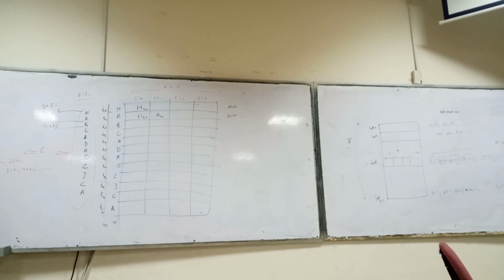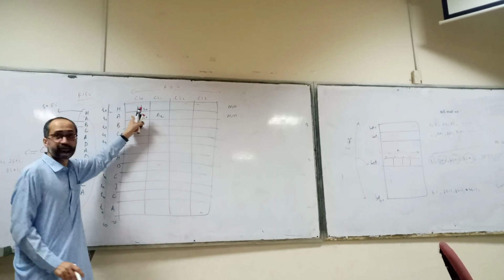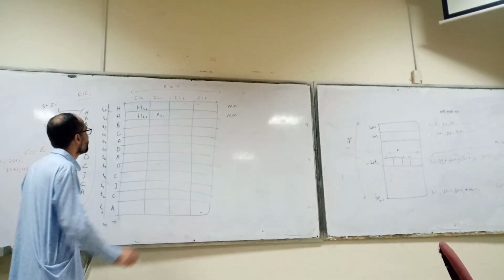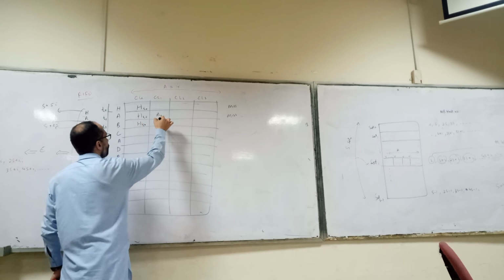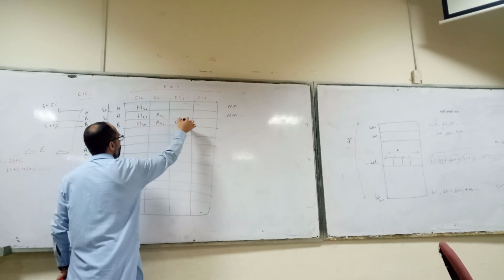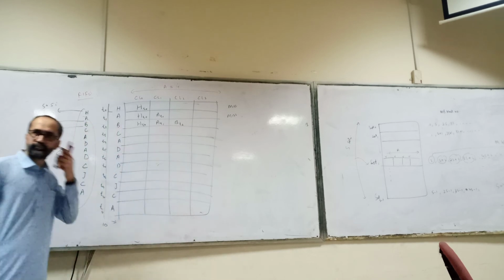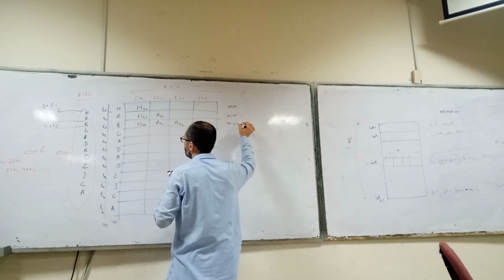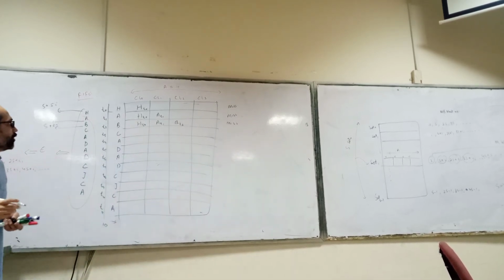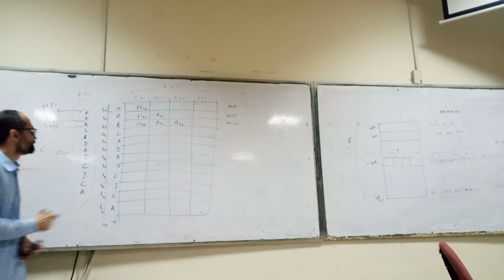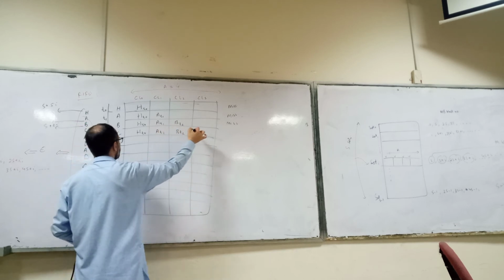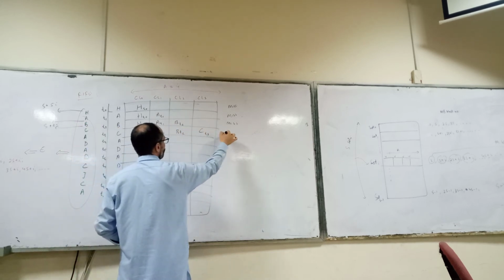Then what about B? Now the valid bit of CL0 is 1, the valid bit of CL1 is 1. Next time, B will come into CL2. Hit or miss? Miss. What about C? C will also come in, and that is a miss.